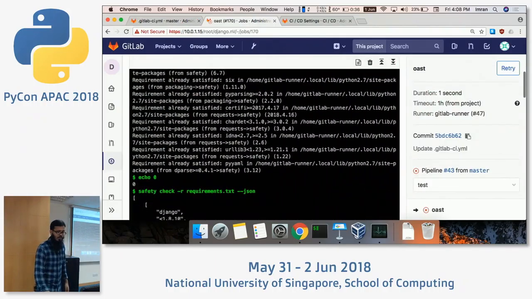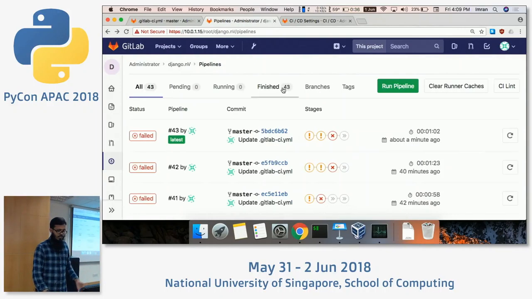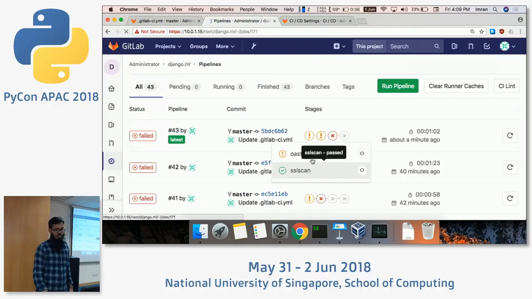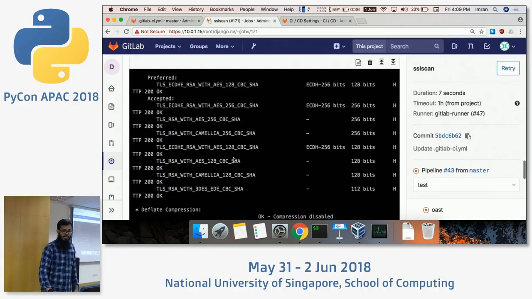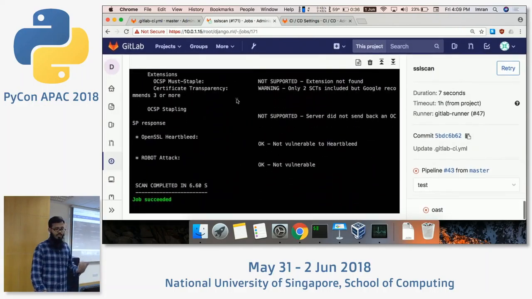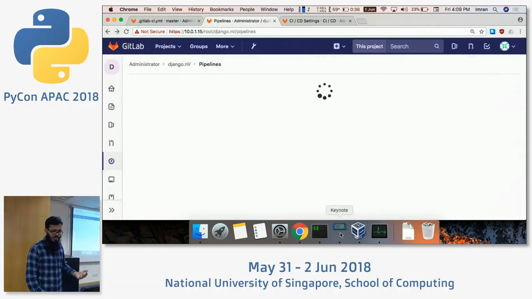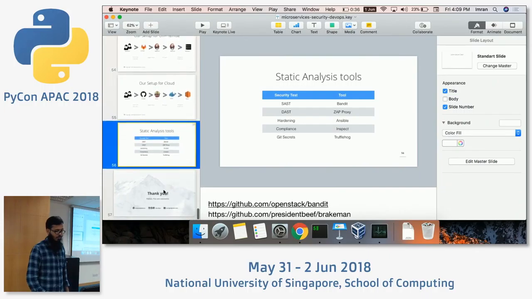If you look at this, you will see that it found that I'm using Django 1.8.3, the latest is 2, and it is vulnerable to some attack. So it figured it out. This is how you could do all of the stages, and that includes SSL as well. You can see I did an SSL scan. It looks at what cipher I am using, whether I am vulnerable or not. If I'm vulnerable, it will fail the build. As you can see, it's pretty easy. Usually just two lines of commands, and it'll help you improve your security.